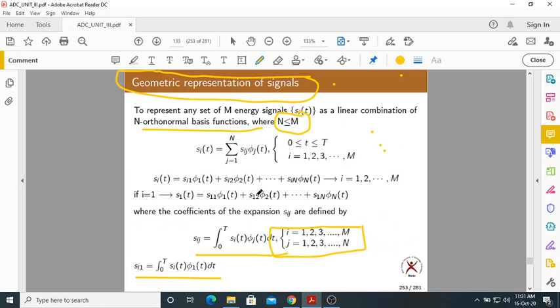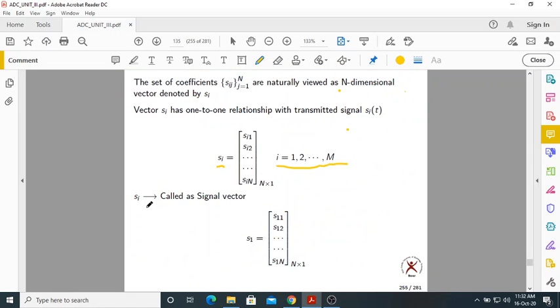So I am writing all these coefficients of expansion in the form of a vector. Here, Si is called the signal vector. We write everything in the form of a vector or a column matrix. Now if i equals 1, what happens? i equal to 1 means S11, S12, and so on up to S1N, N cross 1.